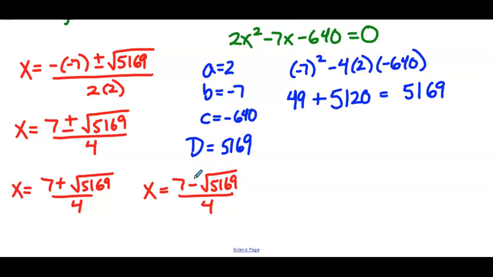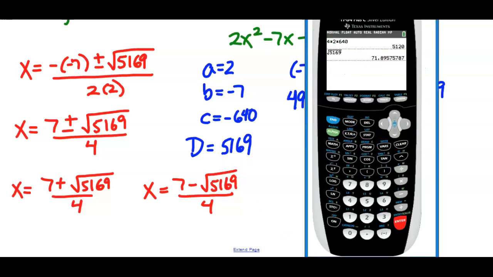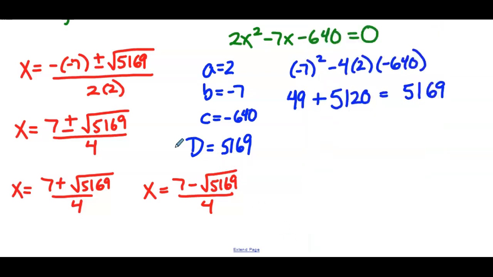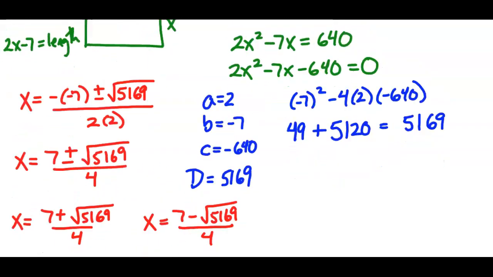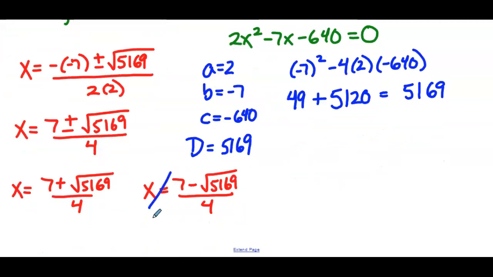Now, square root of 5,169, we've already typed into our calculator, it's about 71.9. That means this value would be negative. And x defines the width. Okay, so we're going to reject that answer. And now we need to figure out what this answer is to the nearest tenth. So what I would do is I would plug in the numerator first, get that answer, and then divide it by 4.